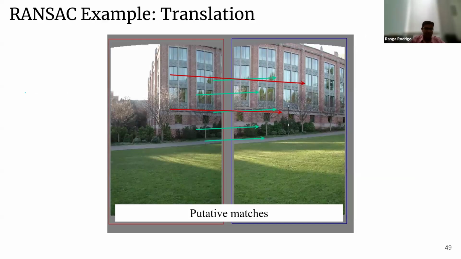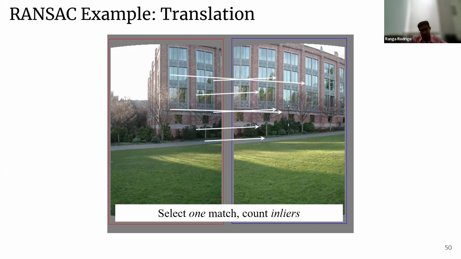Just to show you how this RANSAC thing happens, here you can see putative matches. The green ones are the correct ones, the red ones are wrong ones. So you pick two of them. We don't know whether they are correct or not yet. So we take two of them.